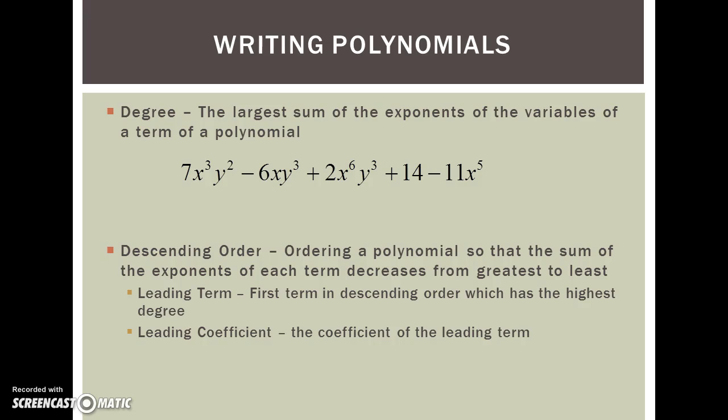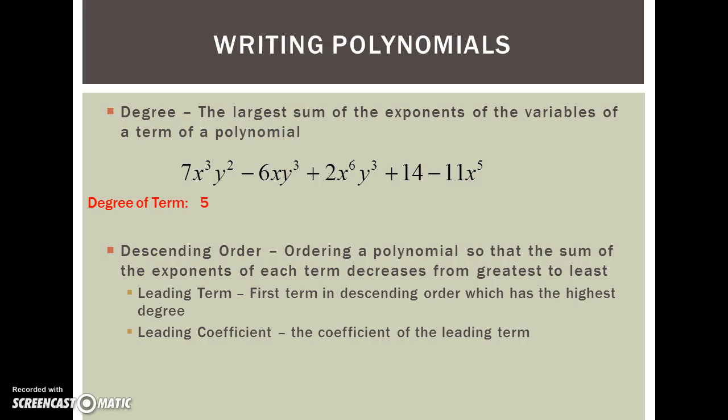In order to do that, we need to know the degree of the polynomial. The degree is the largest sum of the exponents of the variables of a term of a polynomial. I know that's a lot of wording, so let's look at this in terms of numbers. The first term is 7x to the third, y to the 5th. So the degree of the first term is 5. 3 plus 2 is 5. We look at just the exponents.